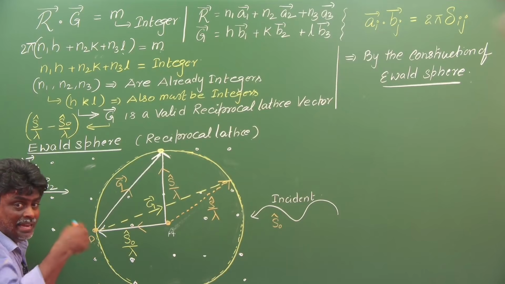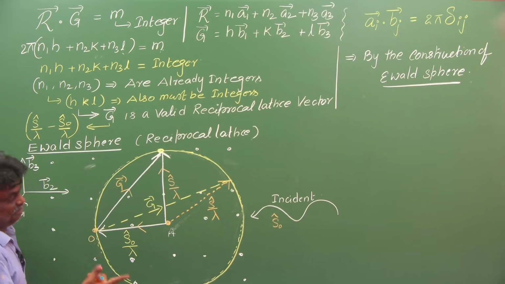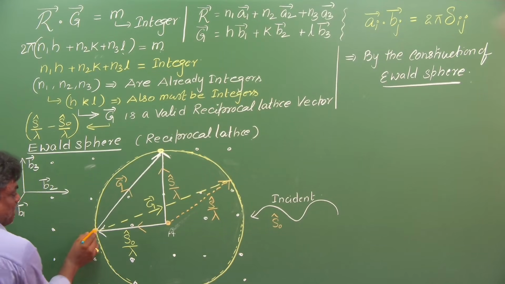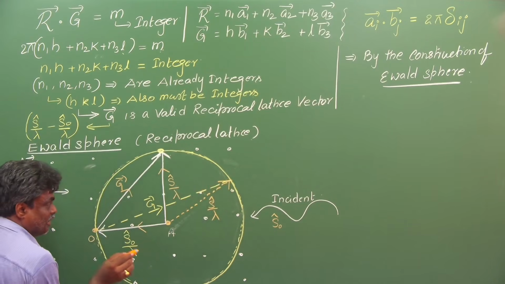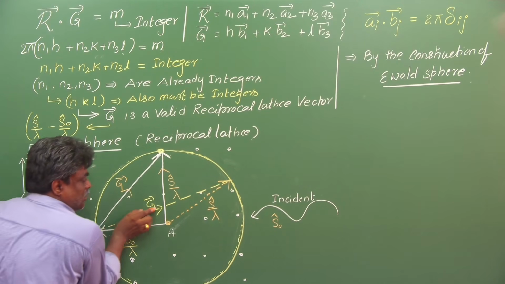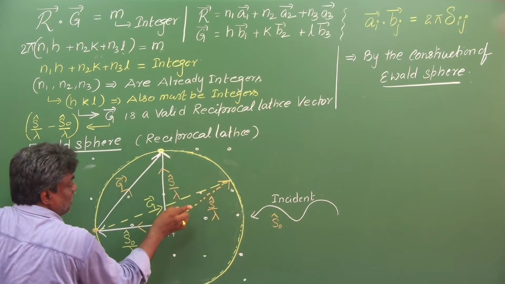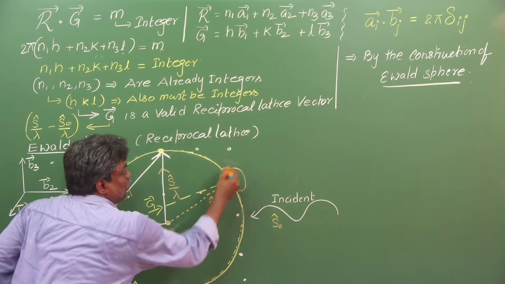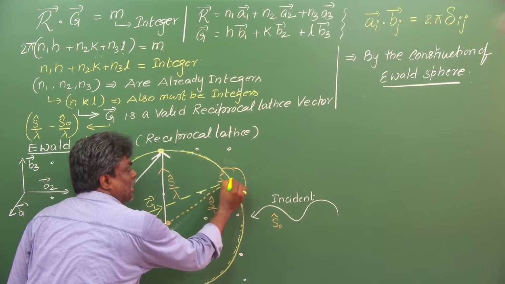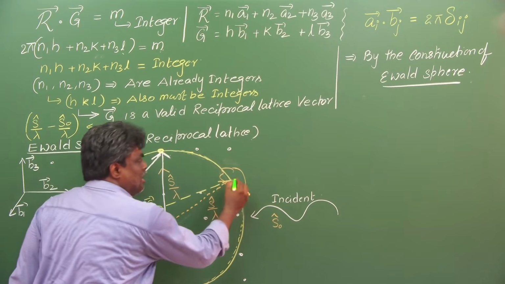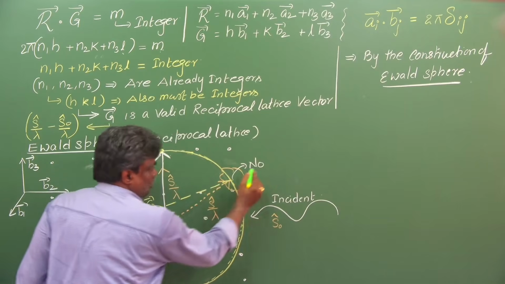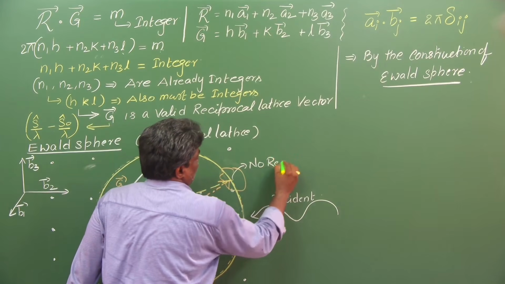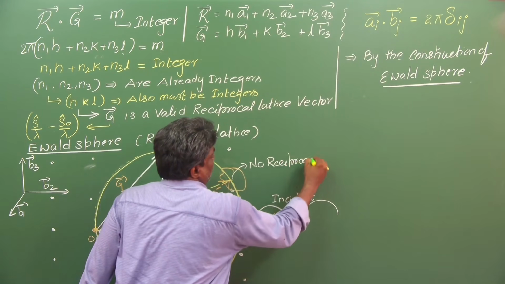Is it a valid reciprocal lattice vector? Now wait. I am checking whether diffraction occurs in this direction. I have taken this G bar from this definition. But unfortunately, do you have any reciprocal lattice point here? Do you have a point here? No reciprocal lattice point.